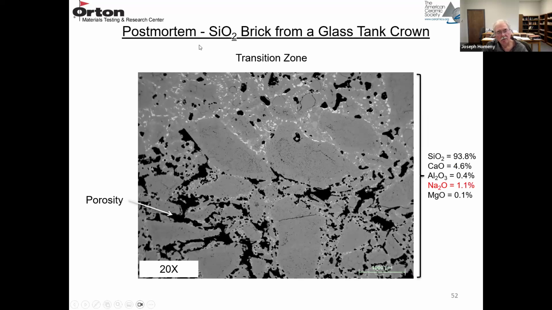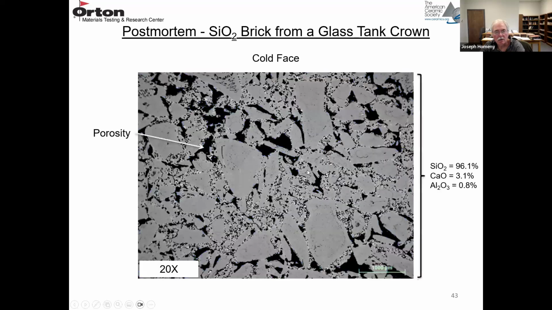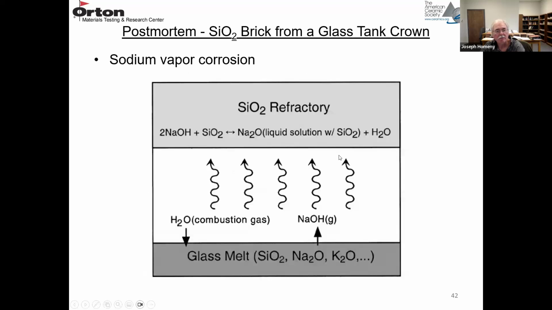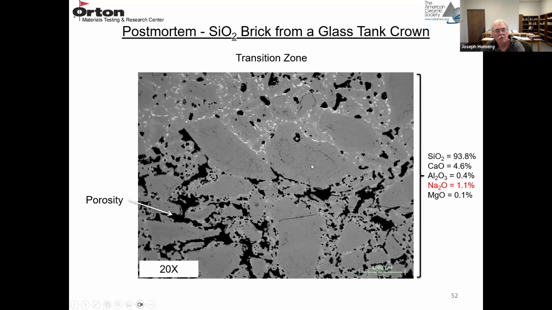And then the transition zone, and we go all the way back. It's right here. That's where the sodium penetration stops. So again, the black is porosity. This is 20x. And so the chemistry in this field of view, about 94% silica, 4% lime. And then now you have a small amount of Na2O, about 1%. It's these bright areas here at the grain boundaries between the silica crystals.